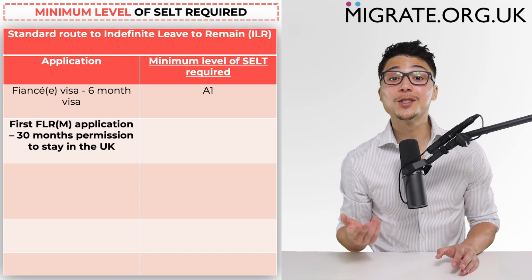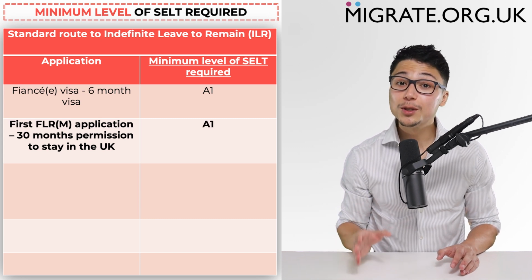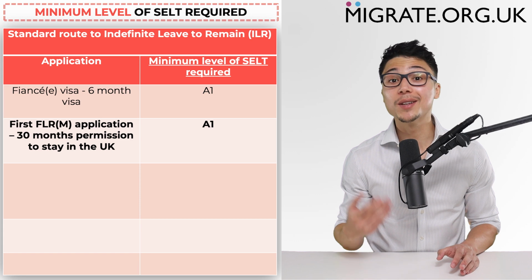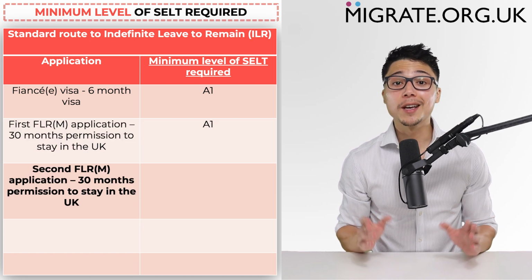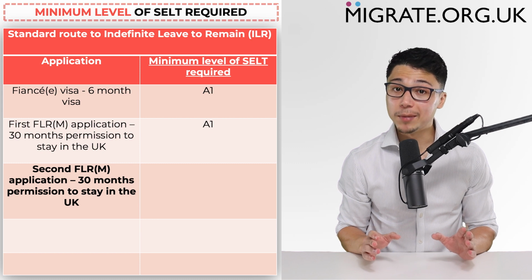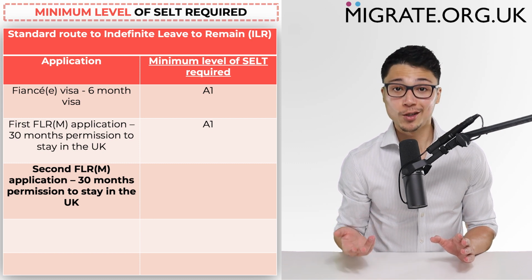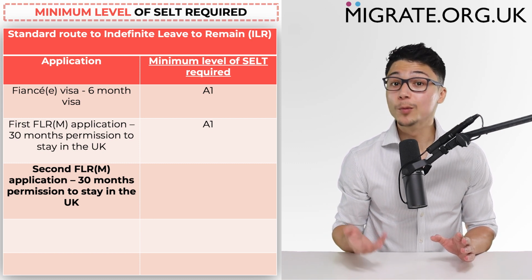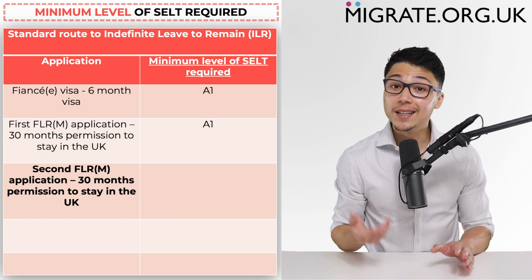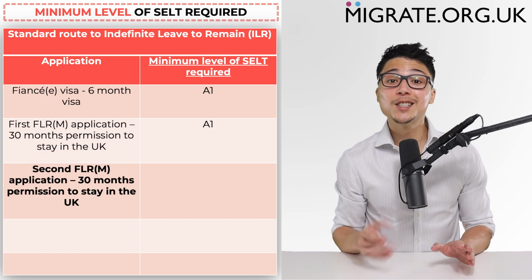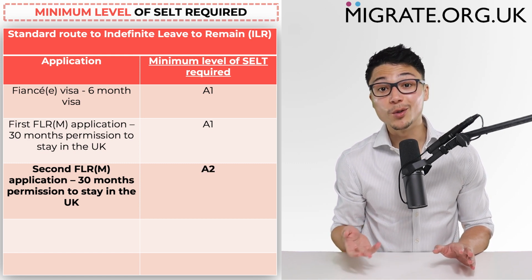If you sit a test which is A1 level or above, you will be able to reuse the same test relied on for the Fiance visa application. You will not need to take another test. The next application will be the second FLRM application, aka a spouse visa extension, where another 30 months permission to stay will be granted. To satisfy the English language requirement here via the secure English language test route, the applicant will need to submit a test which is A2 level or above.